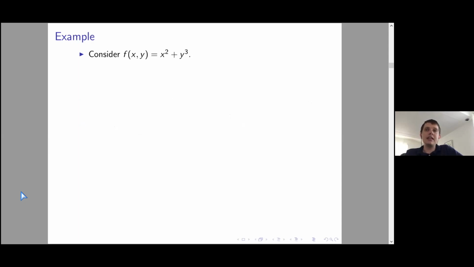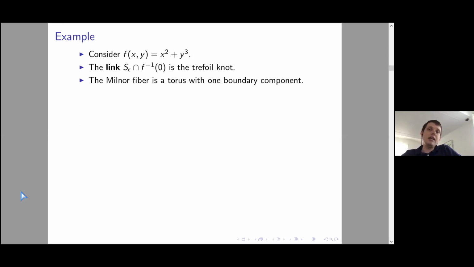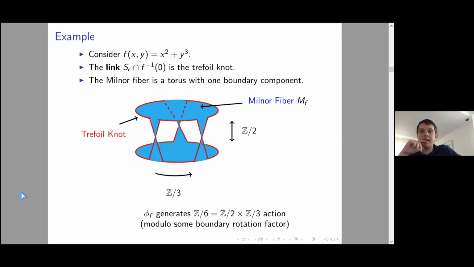Okay, and then this is my favorite example. It's just x squared plus y cubed. So I have a map from C2 to C, given by x squared plus y cubed. The link is a trefoil knot inside S3. The Milnor fiber is a torus with one boundary component. And then I have a picture here describing the monodromy map.